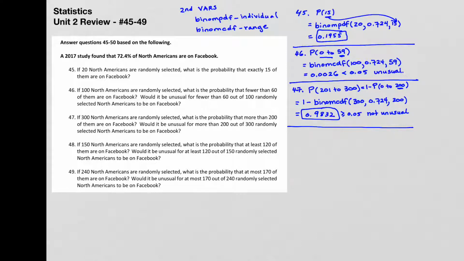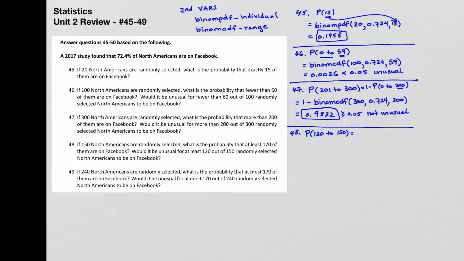All right, let's take a look at 48. Fairly similar to 47. In this one, it says if 150 North Americans are randomly selected, what is the probability that at least 120 of them are on Facebook? So I always like to start off with this. I think it makes it a lot easier rather than trying to memorize, oh, when it says more than, then I do this, and when it says at least, then I do this. I don't even worry about that. I just look at, so if it says at least 120, that means that we're starting at 120. And we're going up to what? 150 is the maximum.